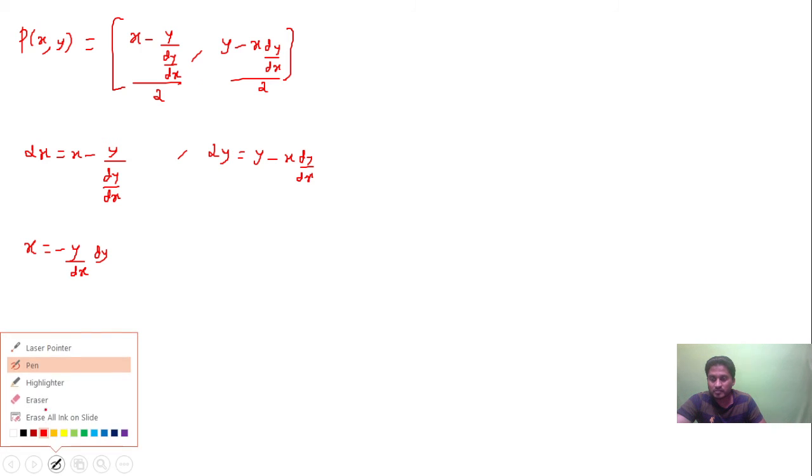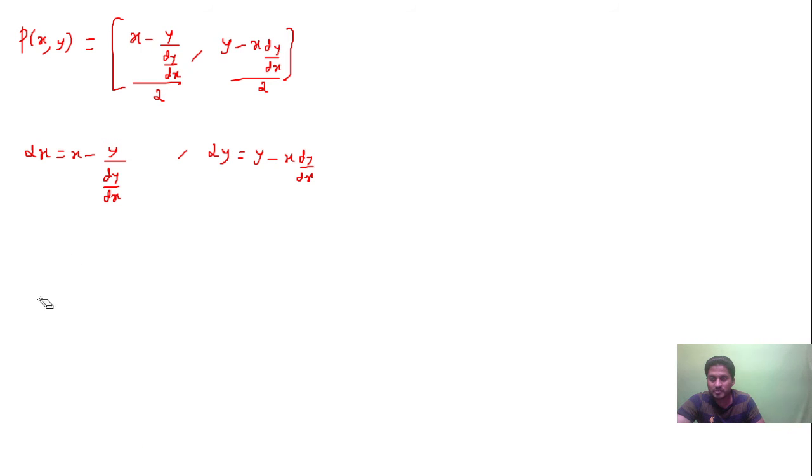So this becomes, shift here, 2x minus x will be equal to x is equal to minus y upon dy by dx. If you cross multiply, you get x into dy by dx is equal to minus y.